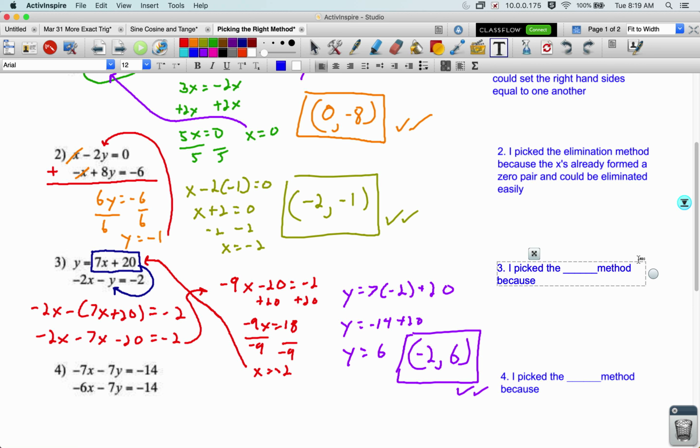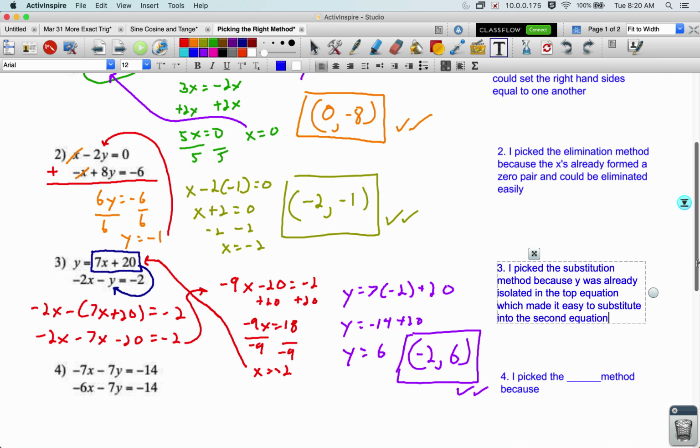All right, so for number 3, I picked the substitution method because y was already isolated in the top equation, which made it easy to substitute into the second equation.